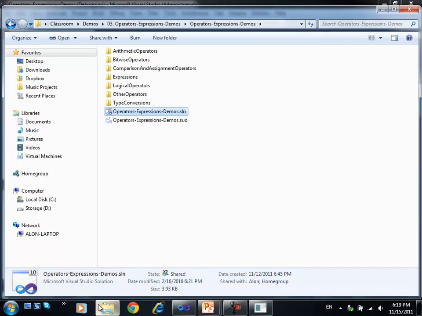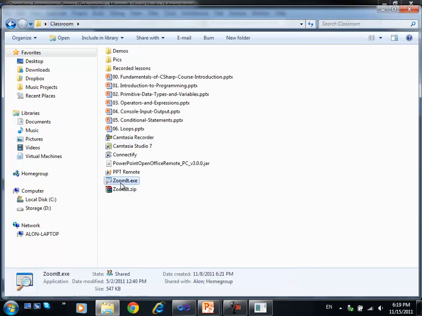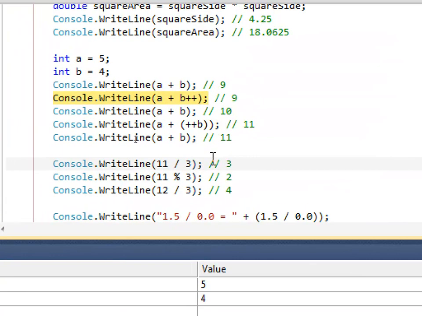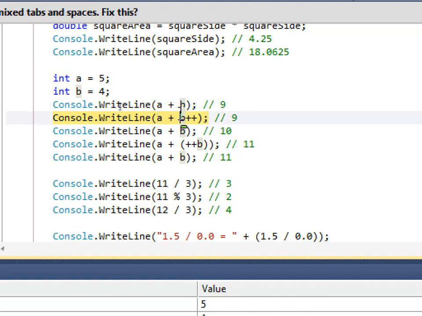Oh, not working. Okay. What we have here is an expression. Can you see it? I'm trying to zoom into it. Okay. We have an expression here which takes A and B and adds them together just like before in the previous line. But we have another operator here, the B++, which takes B and increments it.